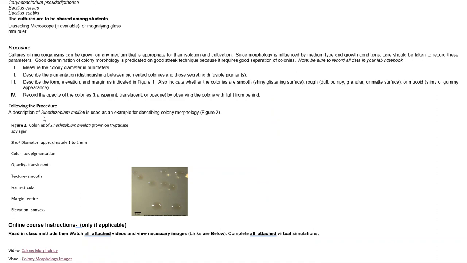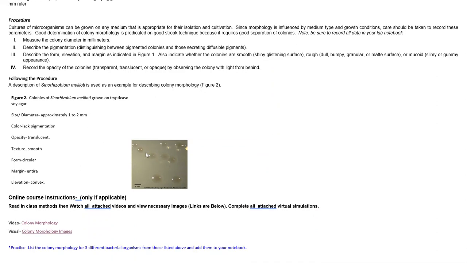This is describing Sinorhizobium meliloti. If you look there, they have decided that it has no pigmentation. It's clear, and I agree with that. I can see right through it. There does seem to be a little yellow dot there in the middle. I'd probably add that. They measured these at 1 to 2 millimeters.